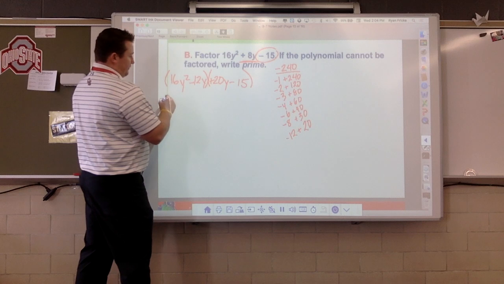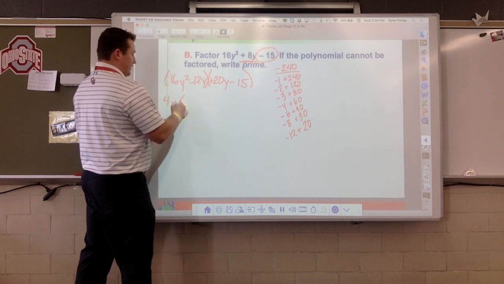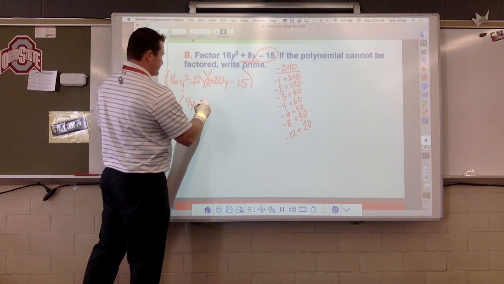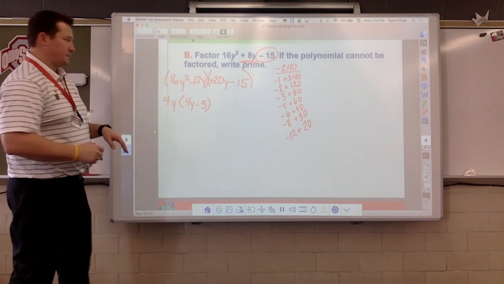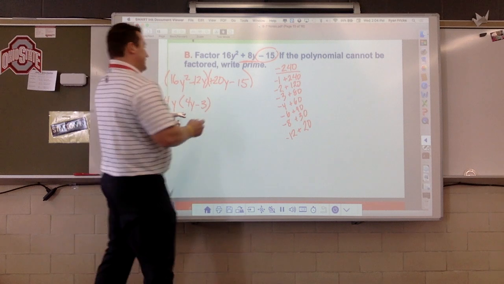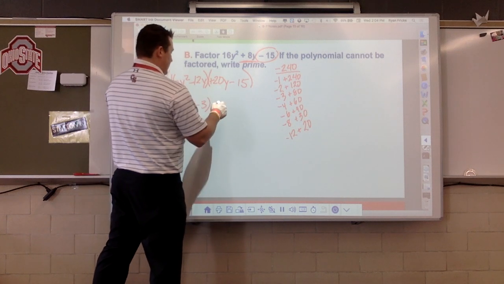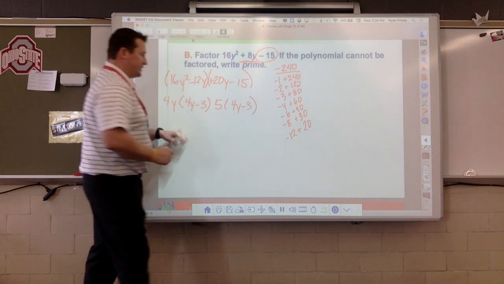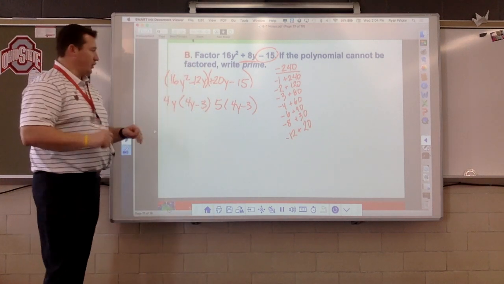Okay. 4, I think. Y, I believe. This should turn into 4y minus 3. You guys okay with that? Hope so. Let's see. I should factor out a 5 here. That will turn into 4y minus 3. We are good to go.